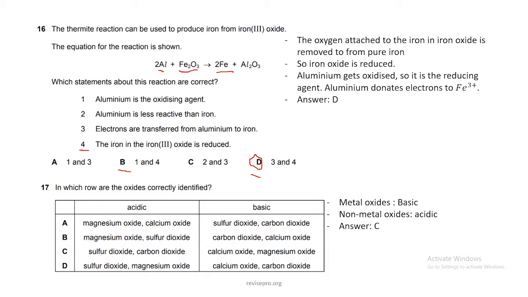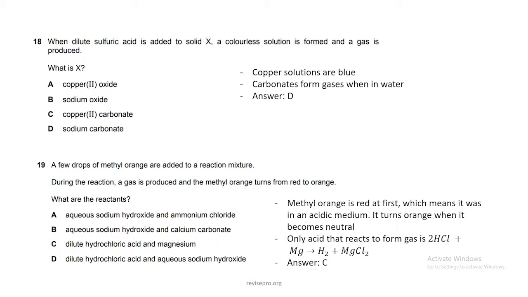Question 17. In which row are the oxides correctly identified? Acidic oxides and basic oxides. All you need to know is metal oxides are basic, non-metal oxides are acidic. So your answer is going to be C.